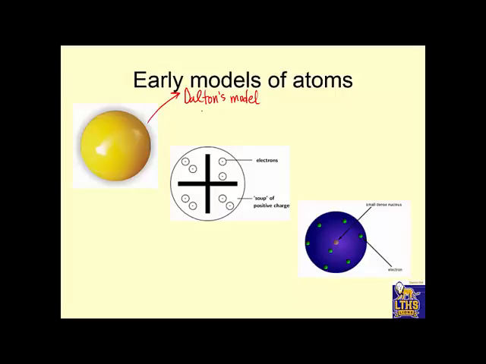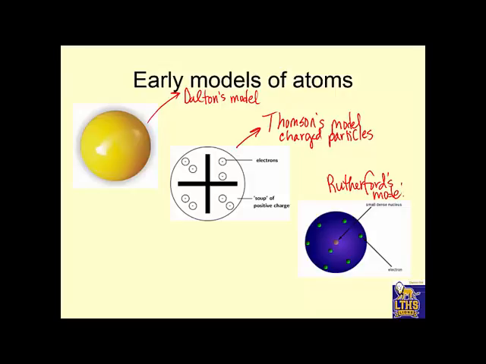But then some more experimental data came along showing that atoms have negative charge. If they have negative charge, they also have to have positive charge. This is also often called Thomson's model, and it shows the presence of positive and negatively charged particles within the atom. This one's called the plum pudding model.